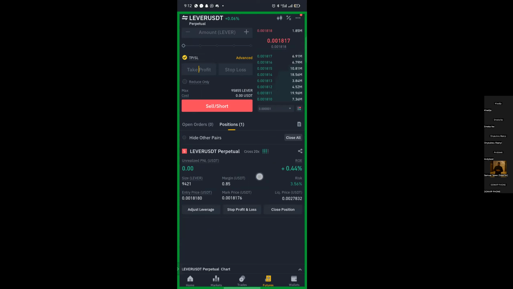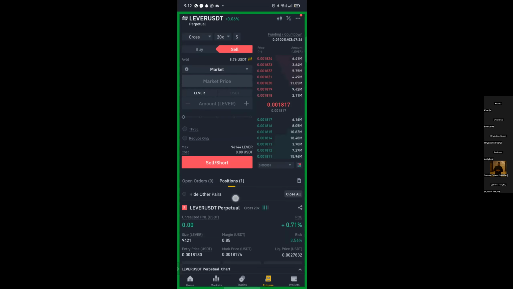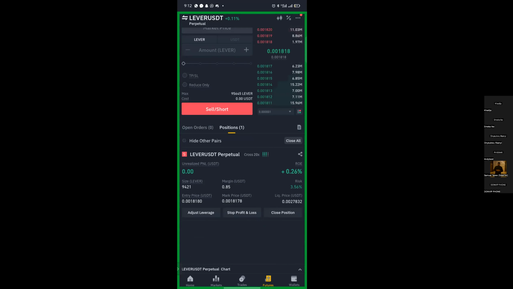Now I will also explain a method, a strategy here. Let's say this is our trade. We want to set our stop loss based on the information we have. The trade is running now. That's when you use this stop loss button here. Okay, I'll touch this stop loss and take profit button.